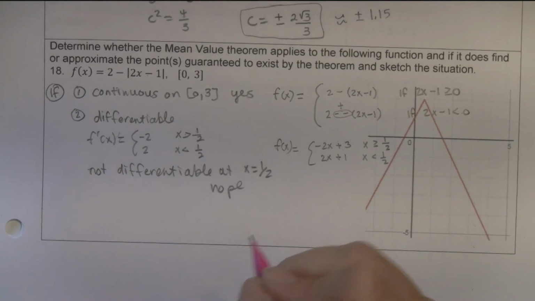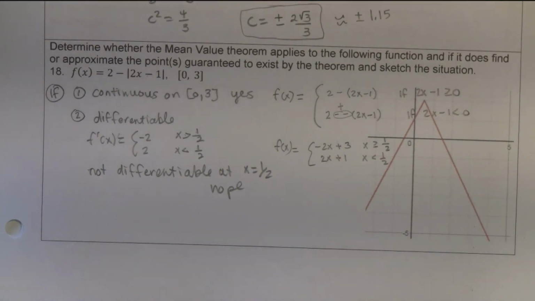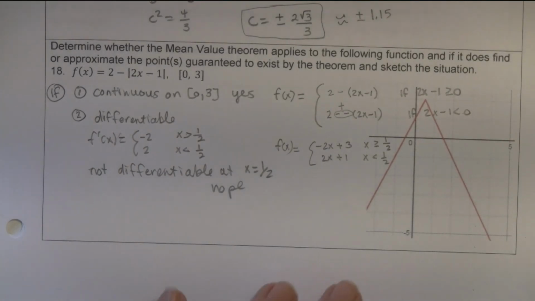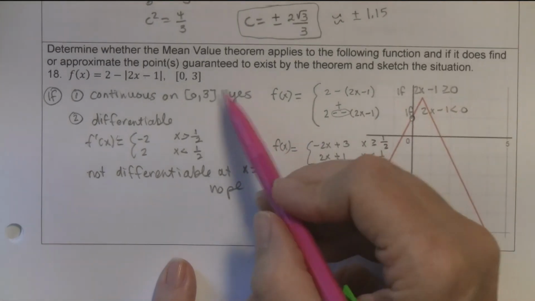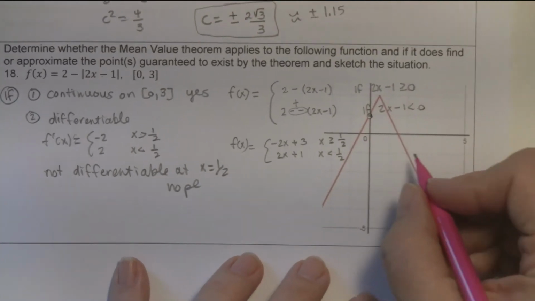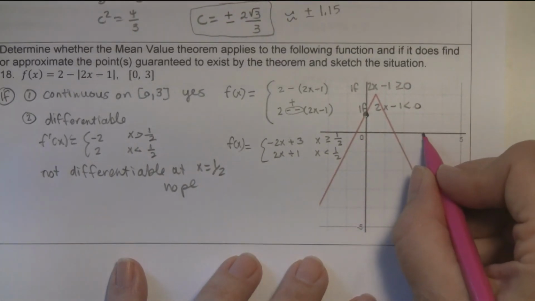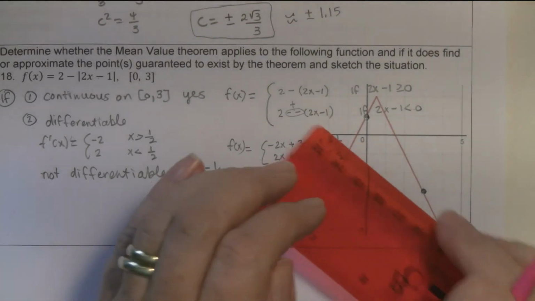And so we're not guaranteed that someplace in between the slope is 0, right? Or the slope is equal to, that's what it is. The slope of the secant line is equal to the slope of the tangent line. So we're not guaranteed that. So let's look at what the slope of the secant line is. So when x is 0, then we're here. And when x is 3, 1, 2, 3, we're here. And so this is the secant line.